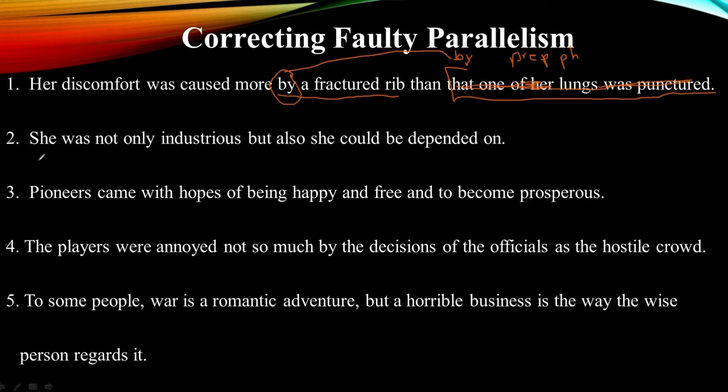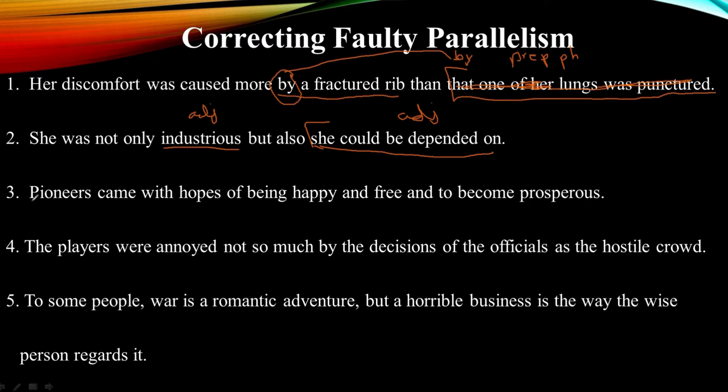Number 2, she was not only industrious, but also, well, this is an adjective. It's one word, adjective. And so the rest of this also must be one word, an adjective. So how can you change this whole, it looks like a sentence, doesn't it? She could be depended on. Badly written, but she was not only industrious, but also dependable.